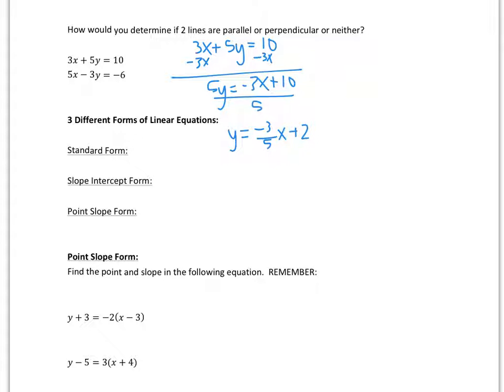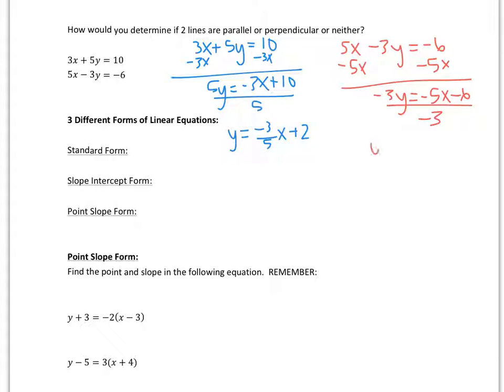Now for my other equation, I have 5x minus 3y equals -6. I'll subtract 5x and then divide by -3. So if I look at comparing the two slopes, -3/5 versus 5/3, those are opposite reciprocal slopes, so we can conclude that these lines are perpendicular. So again, we want to figure out the slopes with both of those equations.